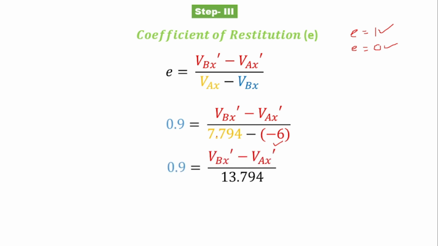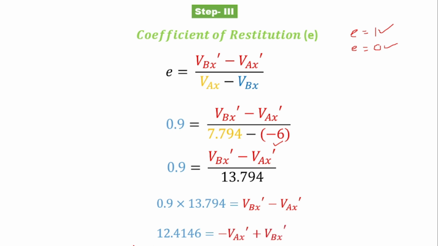Simplifying this, the addition of minus minus becomes plus, so 13.794. Now multiply 0.9 into 13.794, which is equal to Vbx dash minus Vx dash. So the value is 12.4146, and we have just brought this term to the first side and this term to the second side to have similarity in equations 1 and 2. So this is your equation number 2.